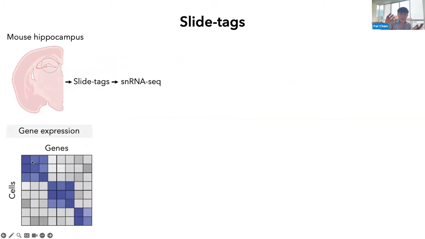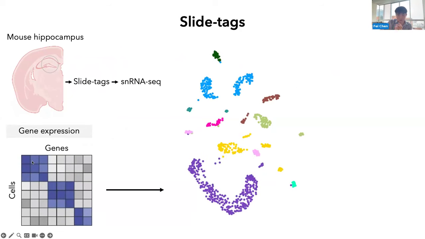When you generate data like that, you often generate these gene expression matrices of cells by genes. As you know, we cluster those. Here's a dimensionality reduction UMAP that shows each dot is a cell, and they're colored by cell types or cell states. I'll have the labels for you in a second, but clusters represent cell types.